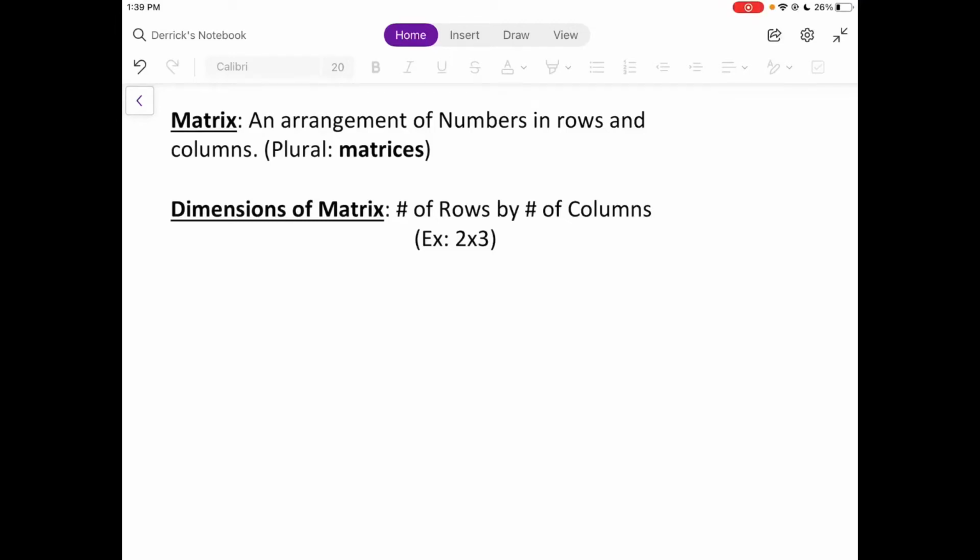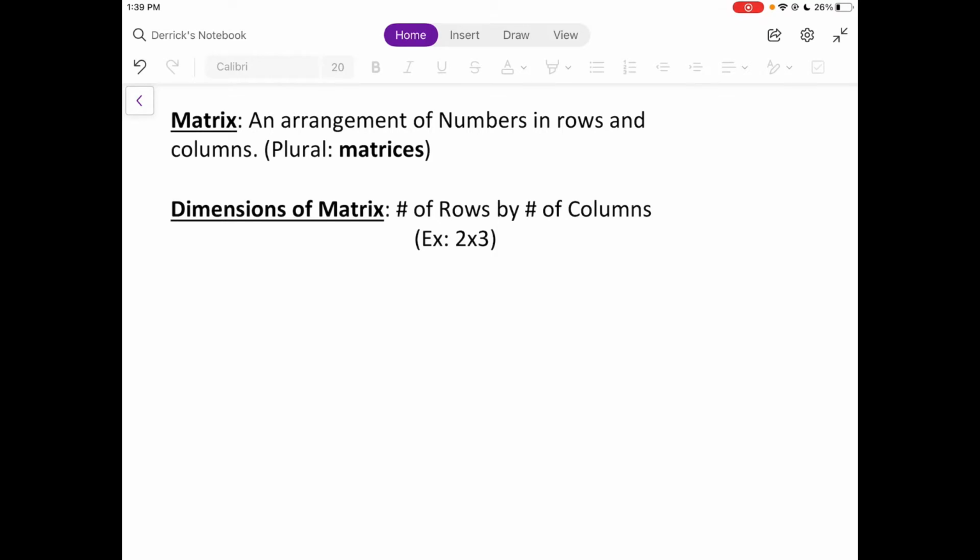In this video we're going to be talking about matrices, doing a little bit of an introduction to them, and then how to add and subtract them as well. A matrix, its simplest definition, is simply an arrangement of numbers in rows and columns. That truly is all a matrix is. The plural is matrices. So one singular is a matrix, and if you have multiples of them, they are matrices.